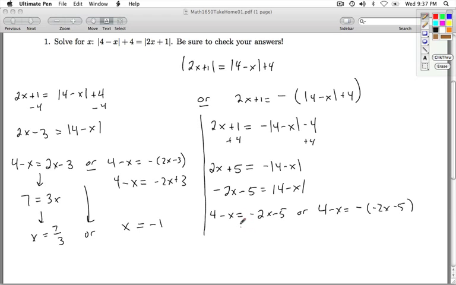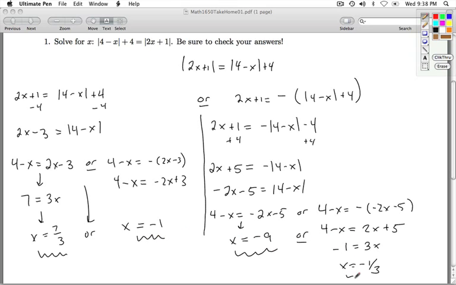So I do the Algebra 1 stuff on this. I add the 2x on both sides. I subtract the 4. I get a -9. Or 4 minus x is, distribute the negative. I do the Algebra 1 here. I'm going to add x to both sides. Subtract 5 from both sides. I get x is -1/3. So at the moment, I've got x equals 7/3, x equals -1, x equals -9, x equals -1/3.